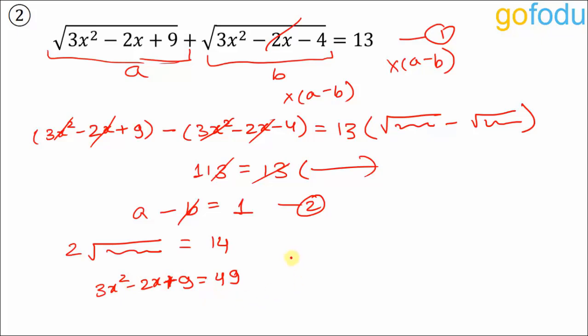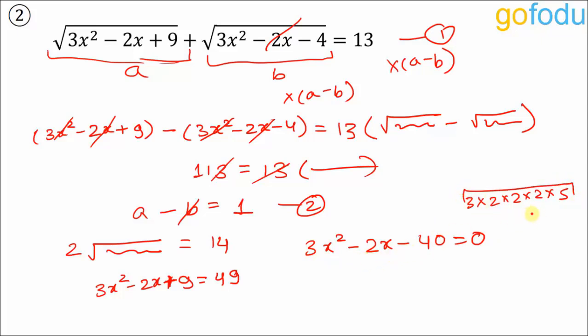Take 49 to the left hand side and we will get 3x square minus 2x minus 40 is equal to 0. Okay. Now product of A and C is 3 into 2 into 2 into 2 into 5. Think of two numbers such that product is 40 into 3, that means product is this, but the sum is minus 2. So we can take 5 into 2, 10, and 4 into 3, 12. We can take minus 12 and 10.